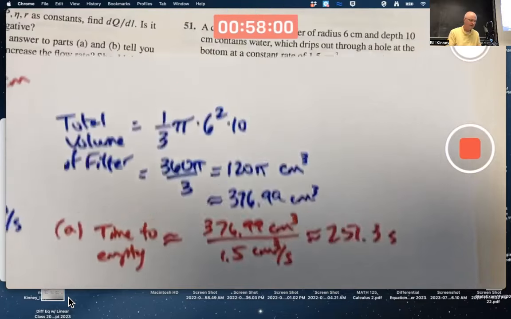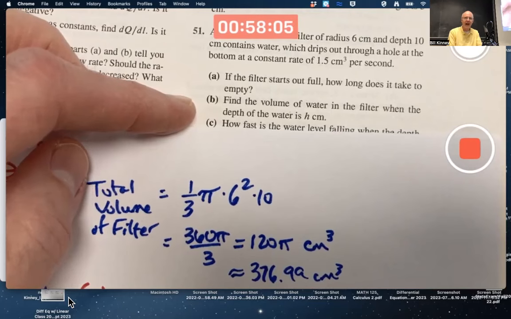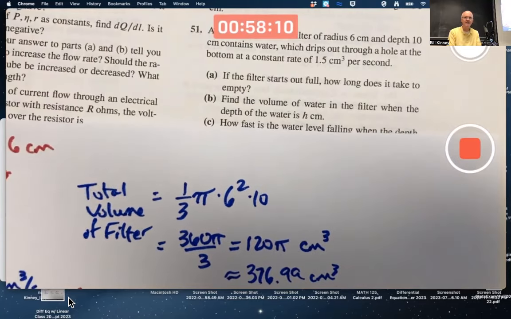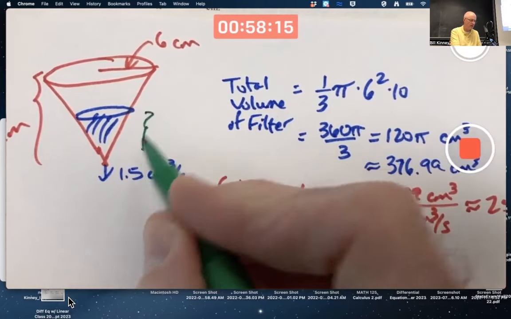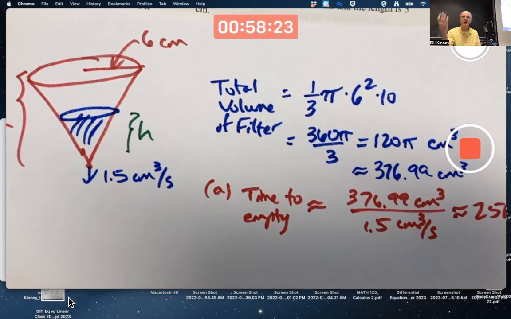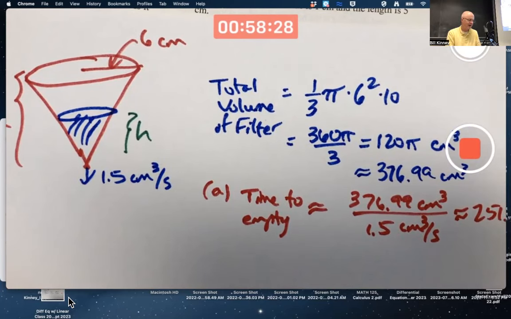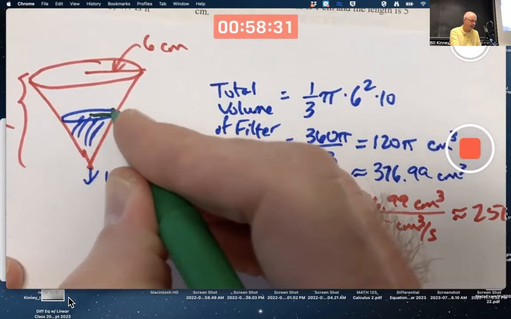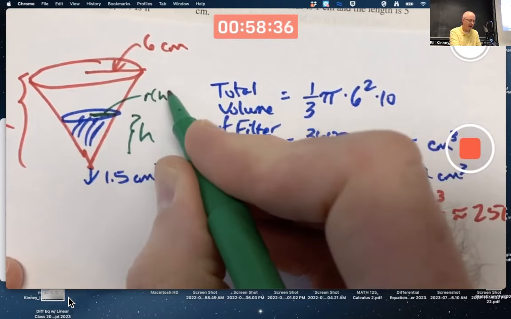Next part, part B. Find the volume of water in the filter when the depth of the water is H centimeters. H, a variable, not specified. Well, it's still a cone. What is the moment in time when this happens? We're not saying. It's a general moment in time and a general height. I've got to find the volume. I guess I need to figure out this radius right here. It's got to depend on H, right?